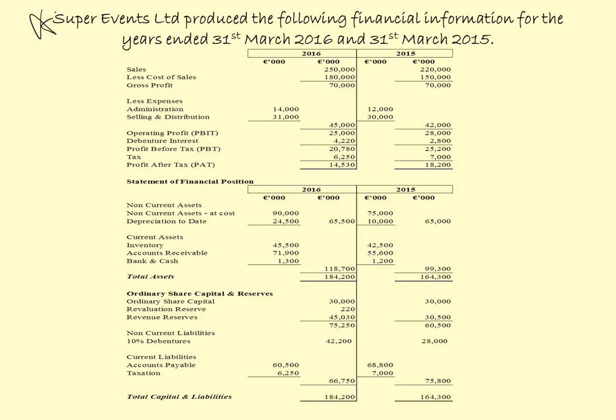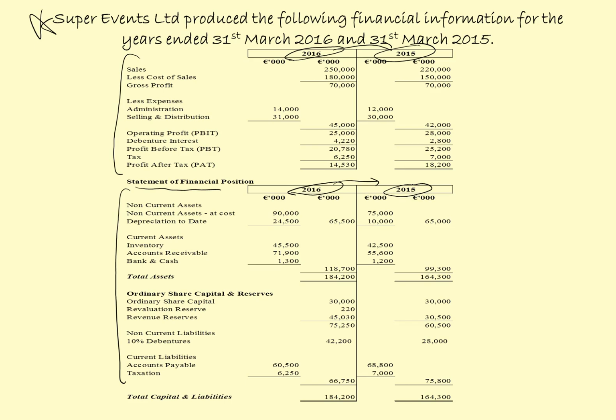So, starting off with this question, and we start off at the top here. Super Events Limited produced the following financial information for the years ended 31st of March 2016 and the 31st of March 2015. So here we have an income statement and we have the information for 2016 here, and then to the right of it we have the information for 2015. Likewise down here we have the statement of financial position, the information for 2016, and then to the right of that the information for 2015.